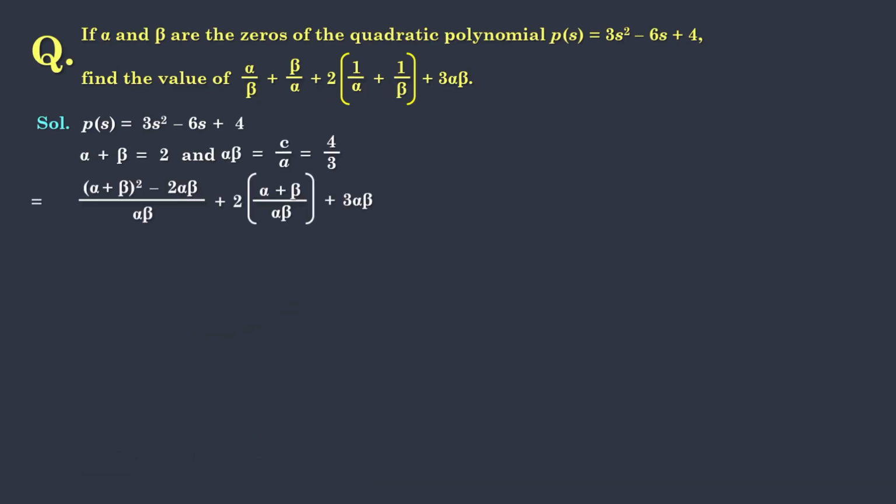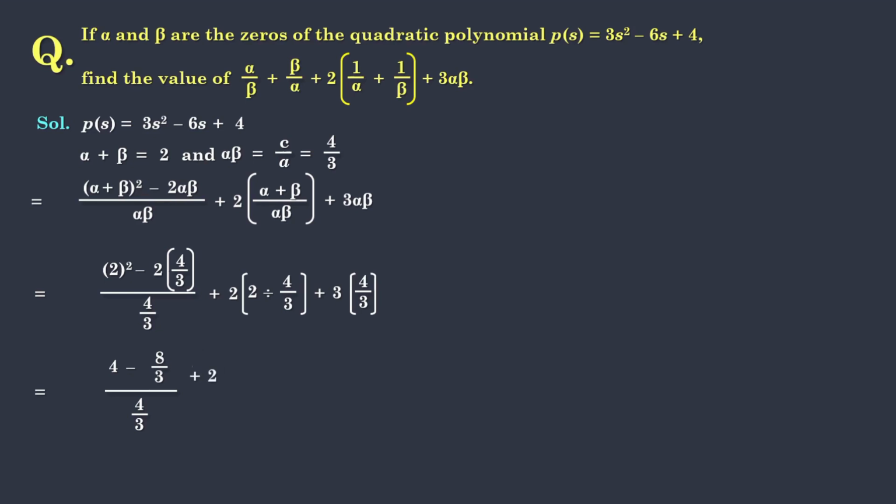Substituting the values, the square of the sum becomes 4 and 2 times the product becomes 8 divided by 3. After simplifying, this part becomes 1. Now consider the second term, which is 2 times the sum of the reciprocal of alpha and the reciprocal of beta. The sum of the reciprocals can be written as the sum of alpha and beta divided by the product of alpha and beta. Substituting the values gives 2 divided by 4 divided by 3, which simplifies to 3 divided by 2. Multiplying by 2 gives 3.